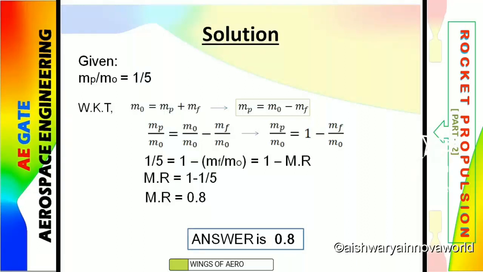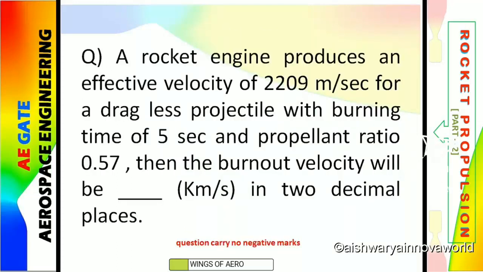One more thing here: they have asked for 2 decimal places, so it's better when you're typing it on your keyboard to write 0.80. That is very important. Don't write 0.8, they might deduct marks. Better to write 0.80. Let's come to the next question.